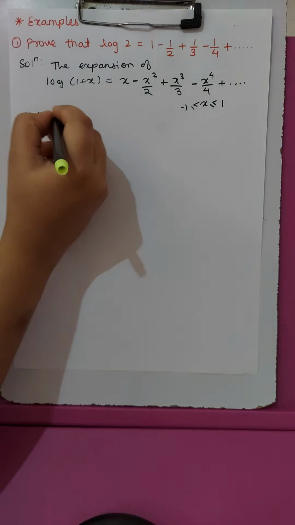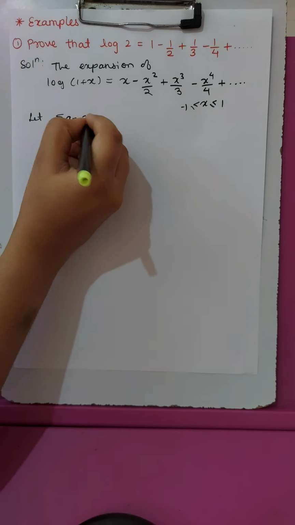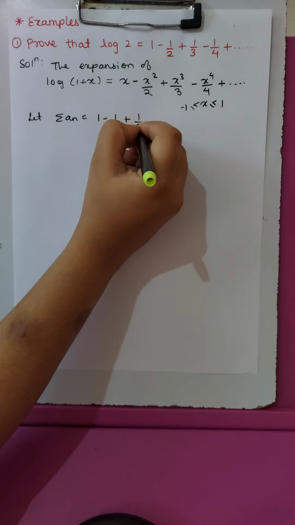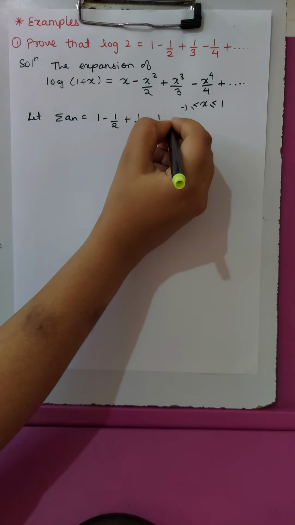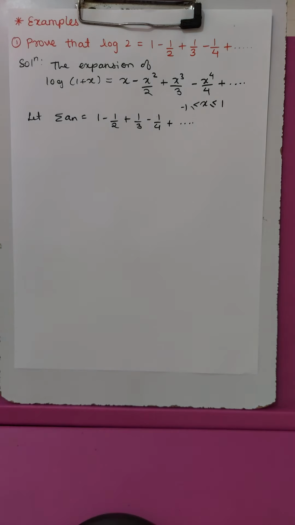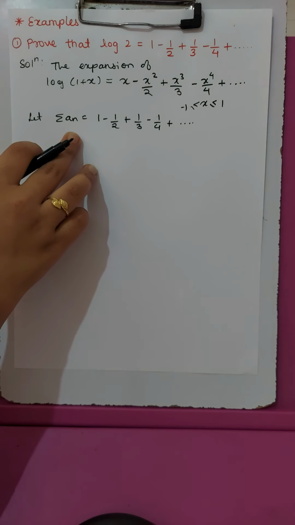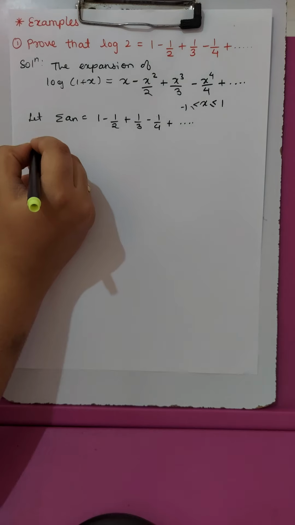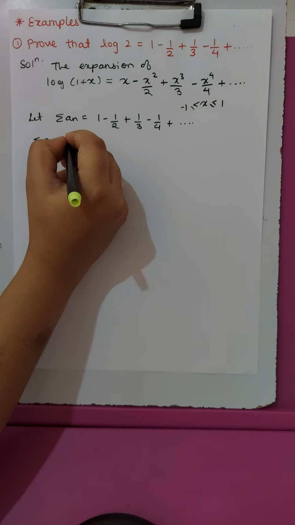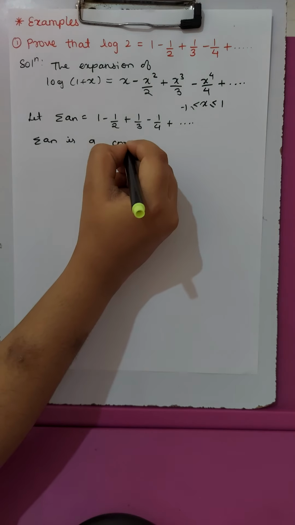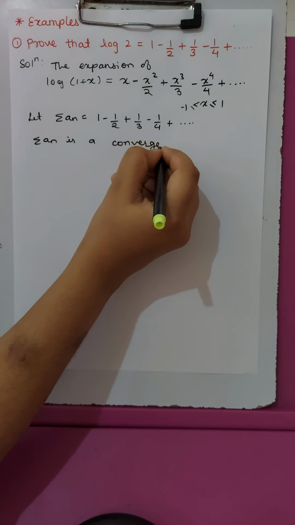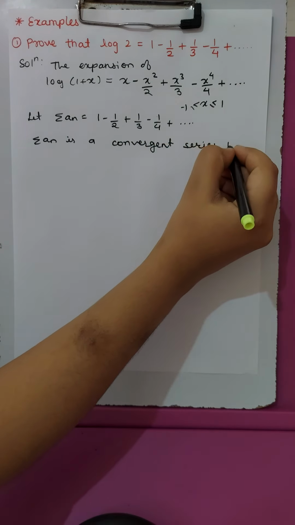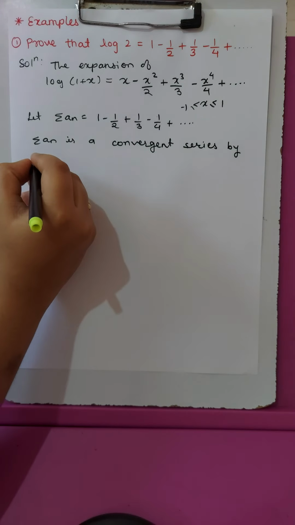Now let summation an be 1 minus 1 by 2 plus 1 by 3 minus 1 by 4 plus, and so on. And this is a convergent series by alternating series test. So summation an is a convergent series by alternating series test.